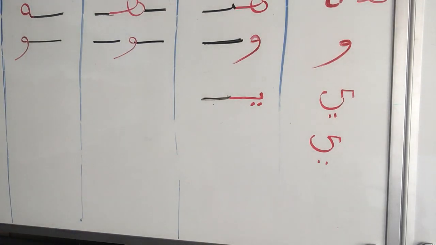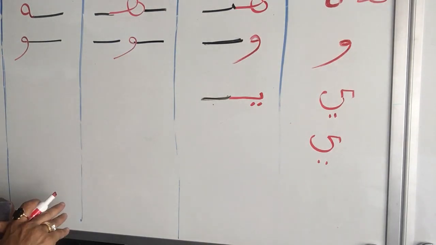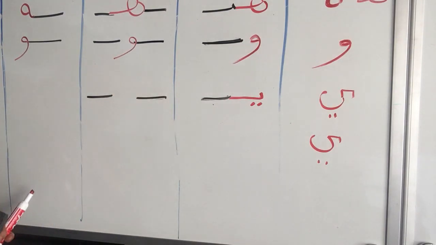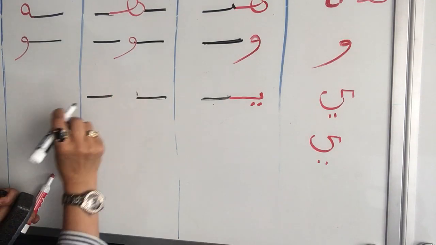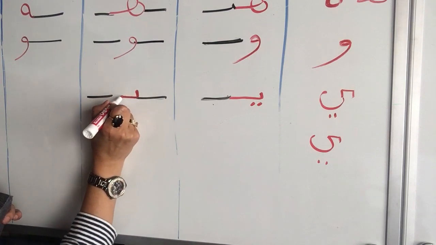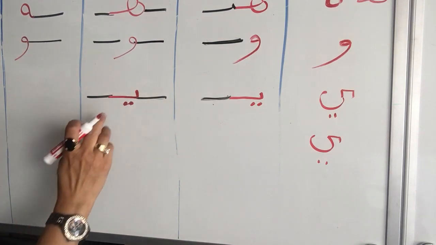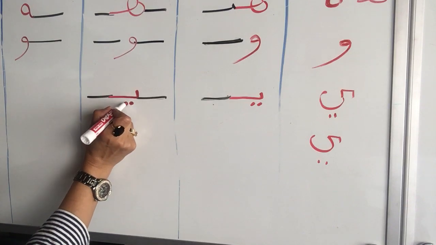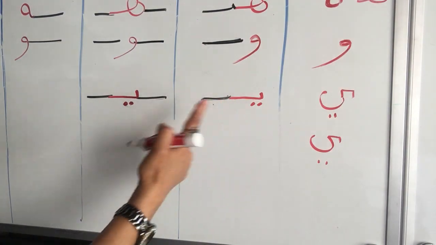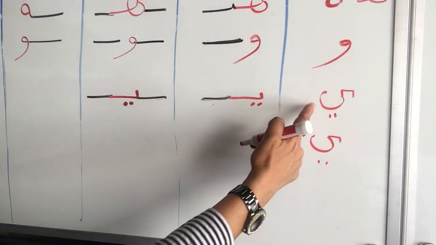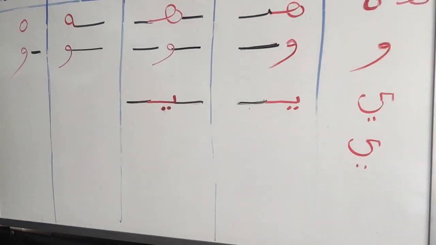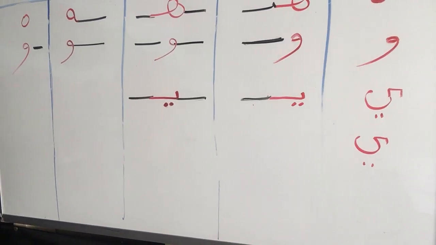Another harf. Ya, if I have a word, and ya should be in the middle of this word, it's going to be like this. Straight. Ya. 2 nuktat, 2 dots. Ya at the beginning, ya in the middle, ya isolated by itself. Okay, so now I'm gonna write ya at the end, connected.